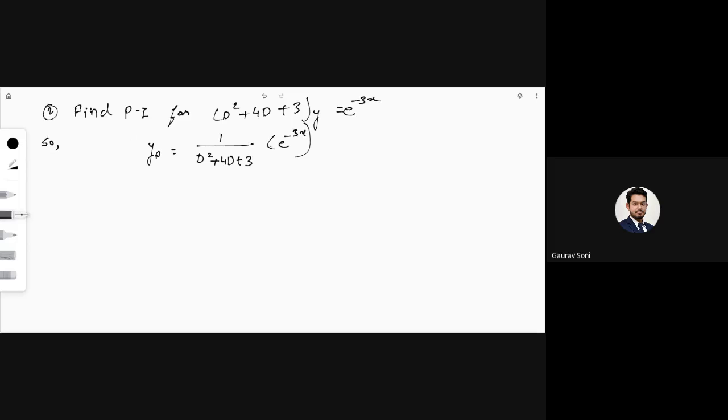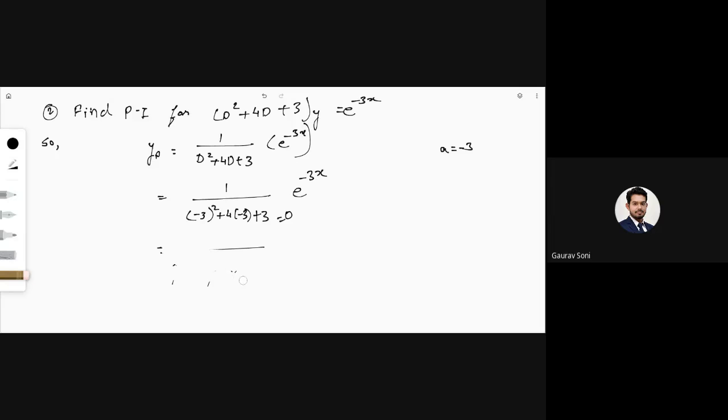So I said that 1 upon phi of D, e to the power ax. The value of a here is minus 3. So put minus 3 there. 1 upon minus 3 square plus 4 into minus 3 plus 3, e to the power minus 3x. So this is 1 upon 9 minus 12 plus 3. So 9 plus 3 is 12. This all turns out to be 0. So the denominator is becoming 0. We have seen that if the denominator is 0, 1 upon 0 is not defined. So I will have to change my strategy.